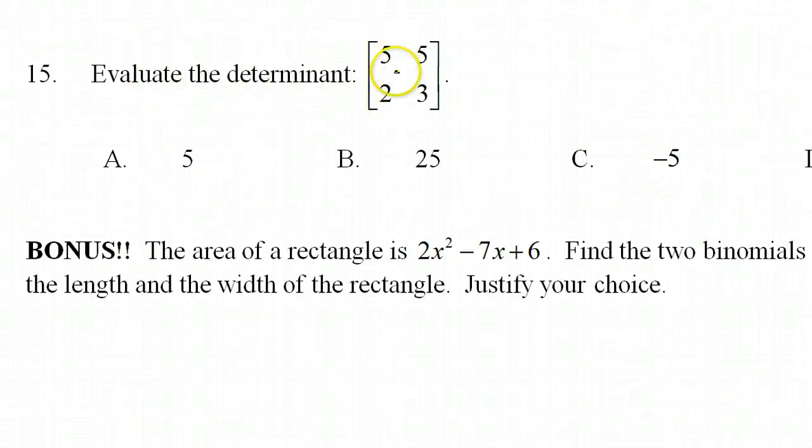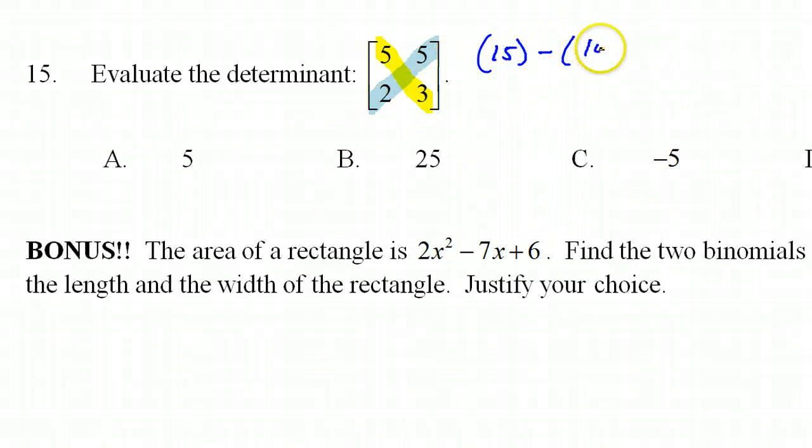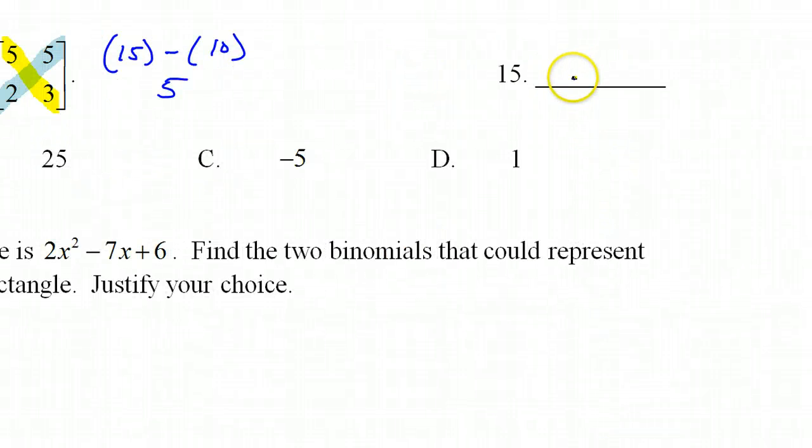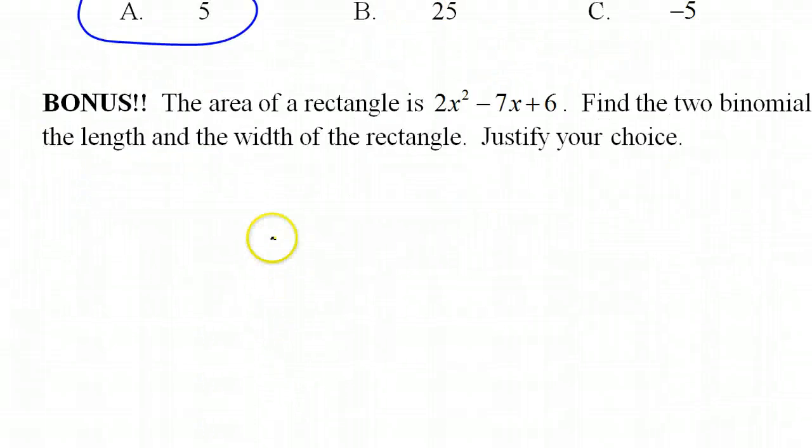Alright, remember how you evaluate the determinant. It's going to always be the down diagonal minus the up diagonal. So in this case, down diagonal is 15, up diagonal is 10. So that's just going to be 5. Alright, so that's A. So there you go. Alright, so that was an easy little review.